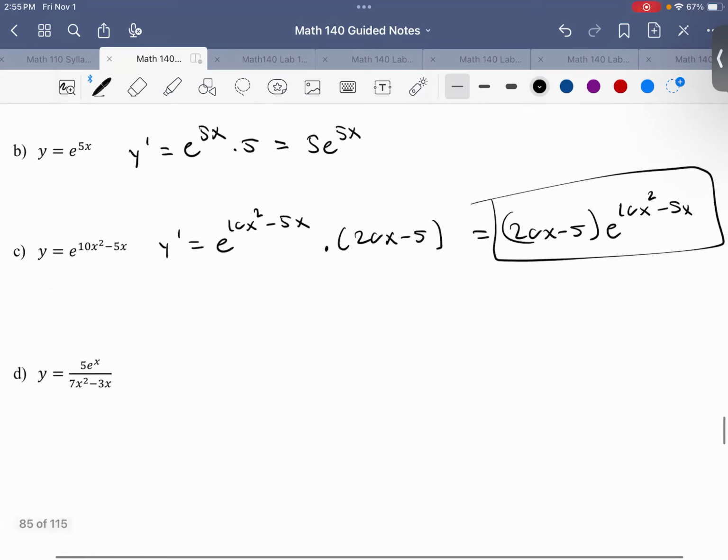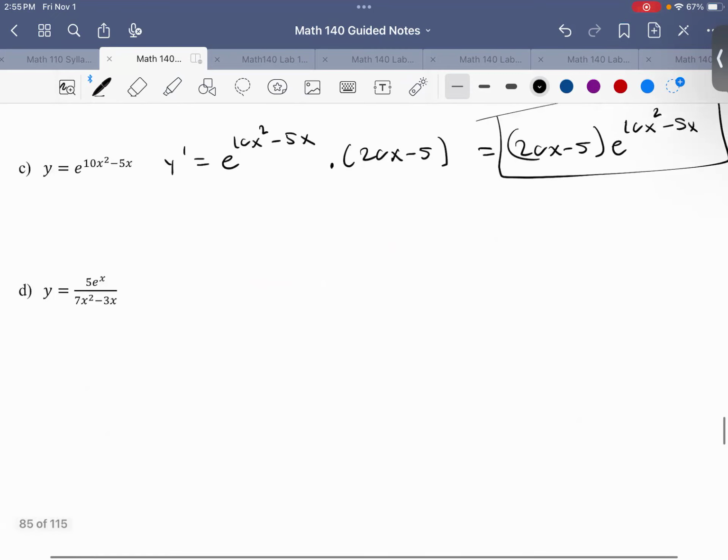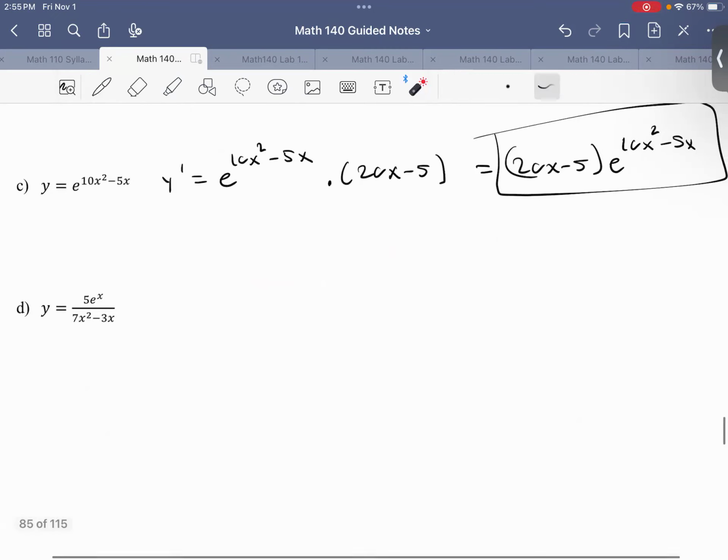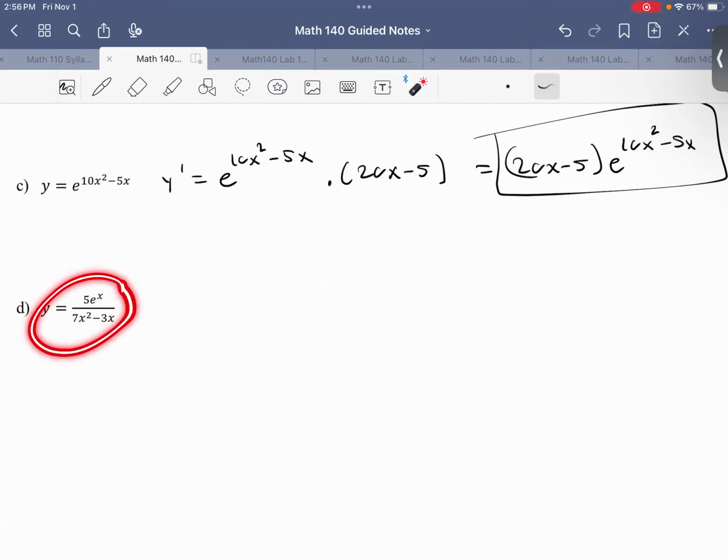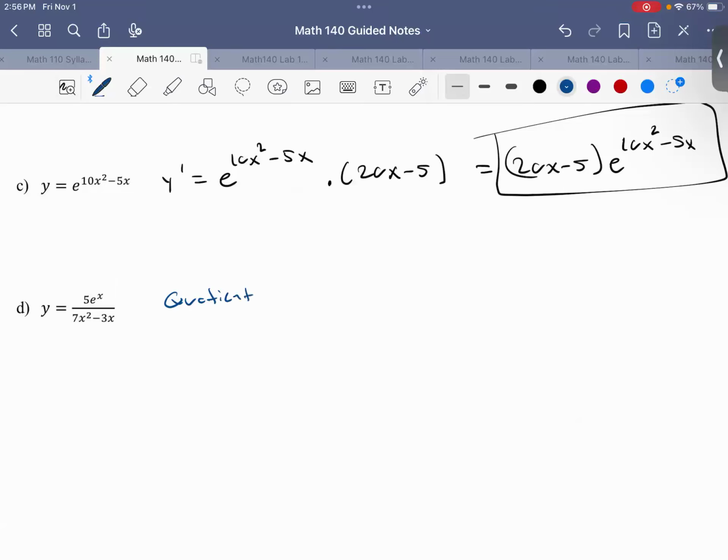Okay, last example. So here we have two functions dividing each other and we want their derivative. So what does that mean we need to use? We need to use the quotient rule. Okay, so remember that the quotient rule is g f prime minus f g prime all over g squared. So let's go ahead and pick our f and g.